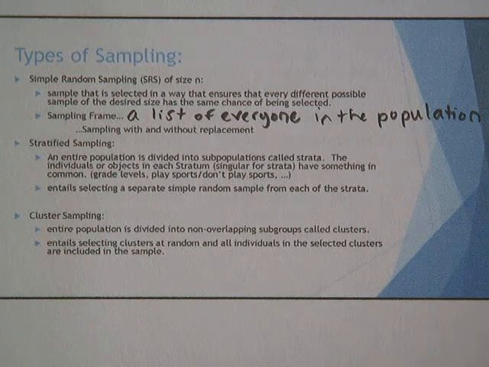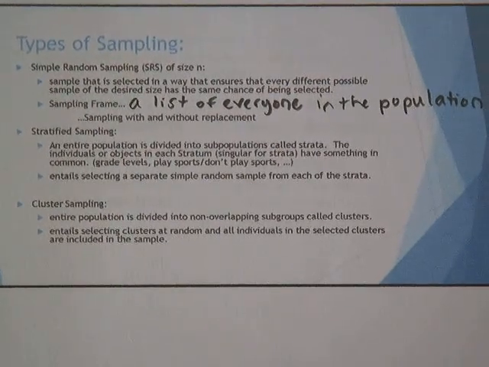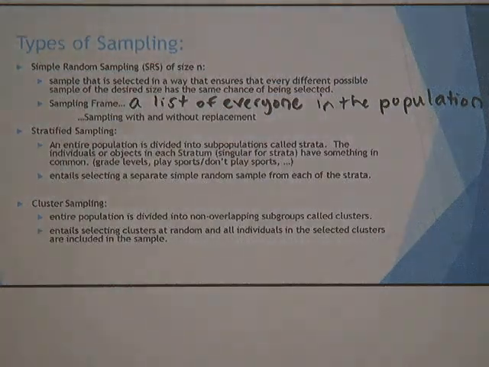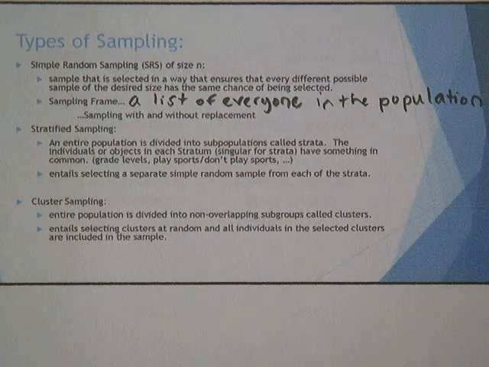Okay. So another way, and I'm going to actually talk about the next two together in a little bit, but another way of sampling is what's called stratified sampling. All right. Stratified sampling is where you're going to take your whole population, the whole group of people that you're interested in doing the study on, and you're going to separate them into subpopulations, which is called strata. This is where you just separate them into groups.